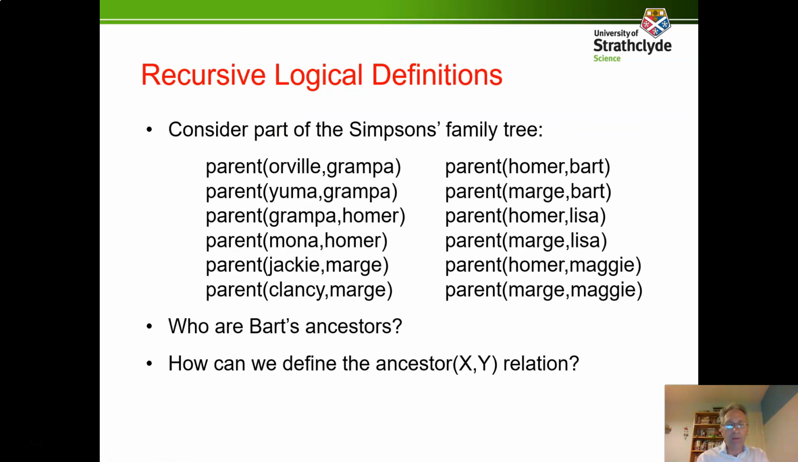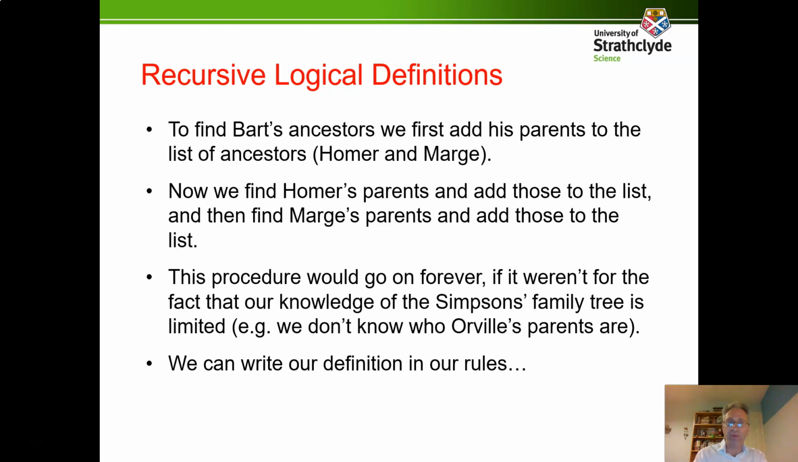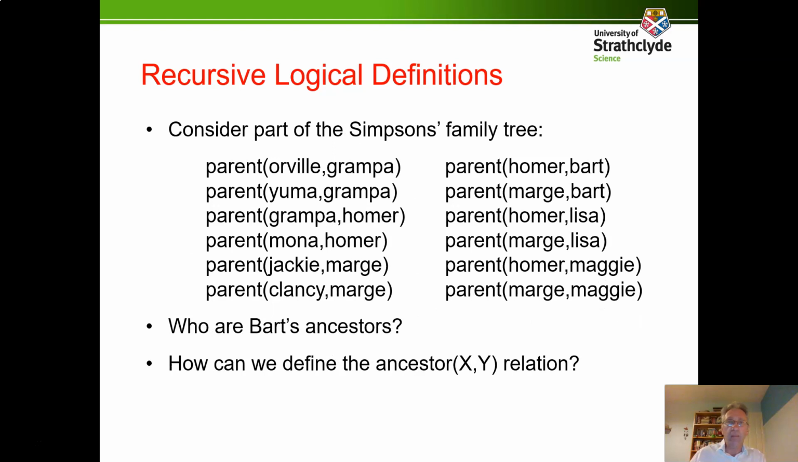How would I actually do it if you asked me to do it straight off? Well, what I would do is first of all look at who Bart's parents are. So I'd write down Homer and Marge. If I'm asked to write a list of Bart's ancestors, I'll scribble it down here. Bart's ancestors. And the first two are going to be Homer, that's his dad, and Marge, that's his mum. But I'm not done yet. What I would then do is look to see if I knew who Homer's parents are. And I do. That's Grandpa and Mona.